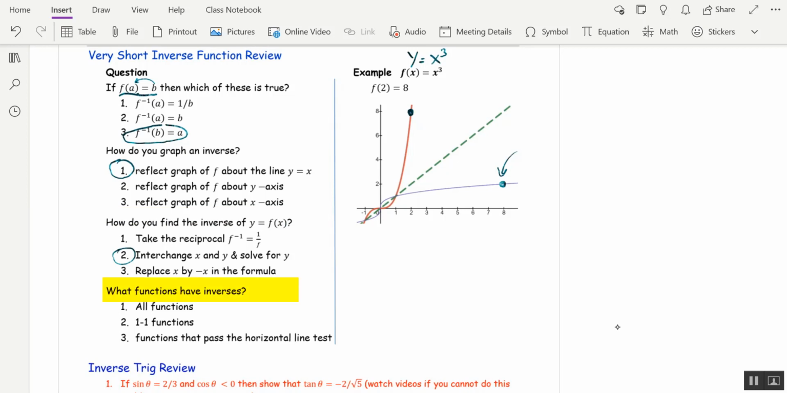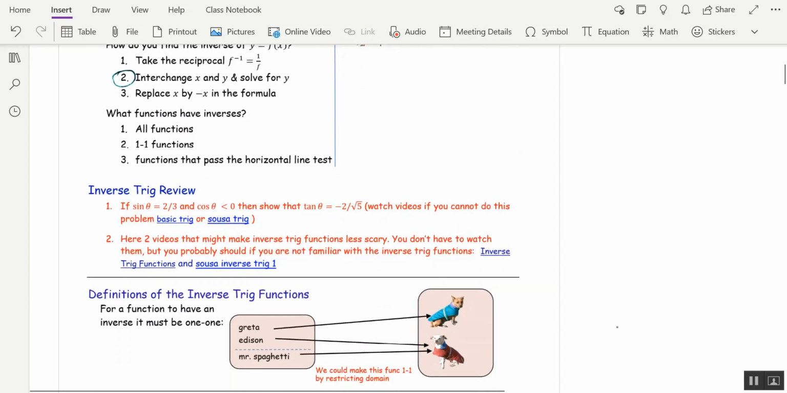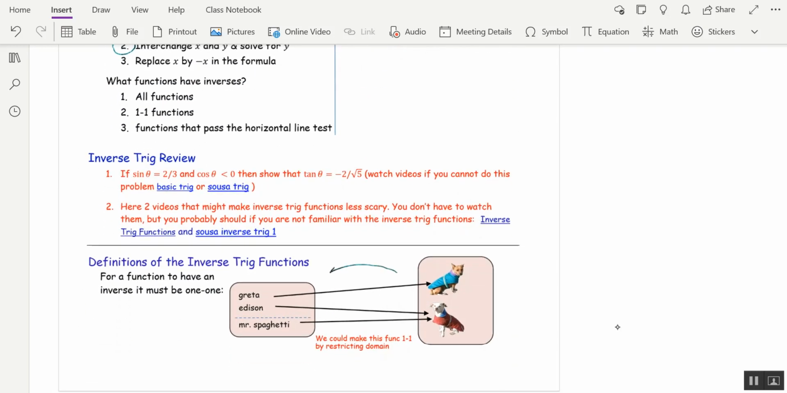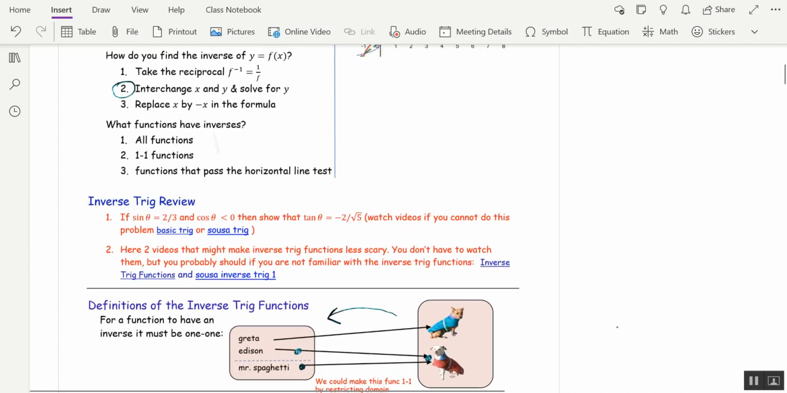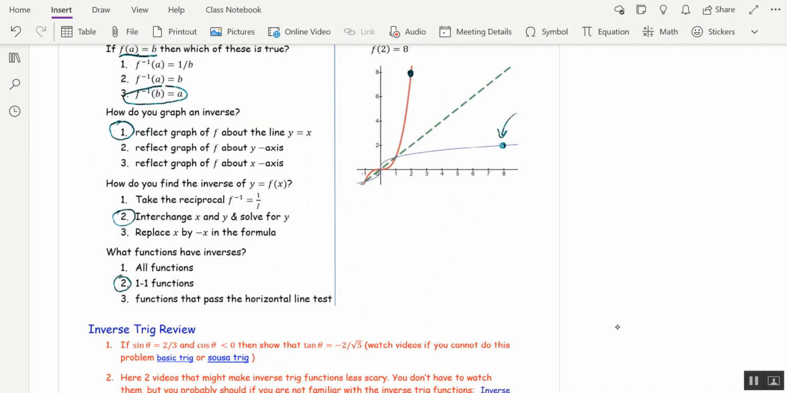And then which functions have inverses? Well, there's a picture down here. The inverse function is going to go this way. And so if the function's not one-to-one, so in this example, I've got Edison and Mr. Spaghetti both going to this picture. If the function's not one-to-one, you can't go backwards. So the answer to this one, there are actually two one-to-one functions, and those are functions that pass the horizontal line test. The horizontal line test is that any horizontal line cuts the graph at most once. So here we see a function that's not one-to-one, and a horizontal line cuts it twice.